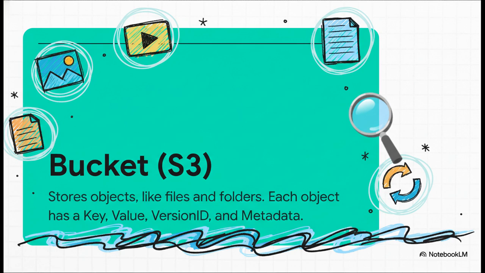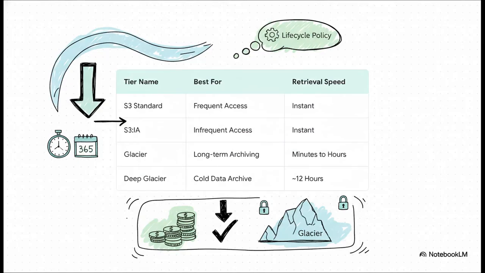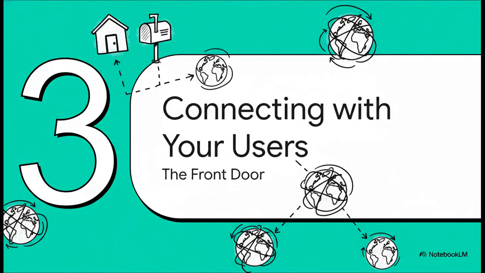It's a real workhorse. And hey, here's a super useful tip for you, especially when it comes to saving money. S3 has these different storage tiers. You can set up what's called a lifecycle policy to automatically move your data to cheaper and cheaper tiers as it gets older and you access it less. So for example, files you haven't touched in a year could automatically move to Glacier for long-term archiving. This can literally save you a ton of cash. Okay, so we've got our house, our server, and we've got places to store our stuff.